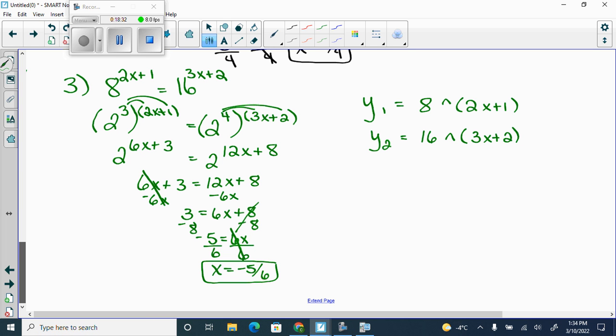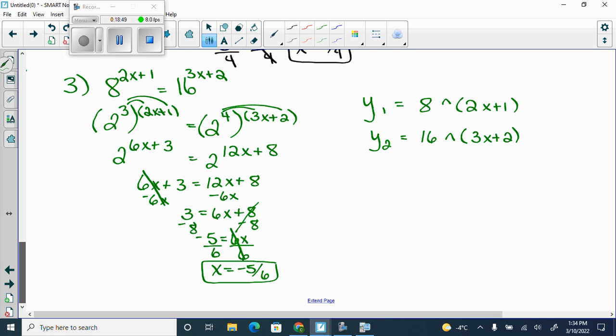When you're done, go Zoom 6, just to set your window back. Very top middle, Zoom, and then Standard. It just makes it back to the standard window just in case you weren't there. Can you see two graphs crossing?